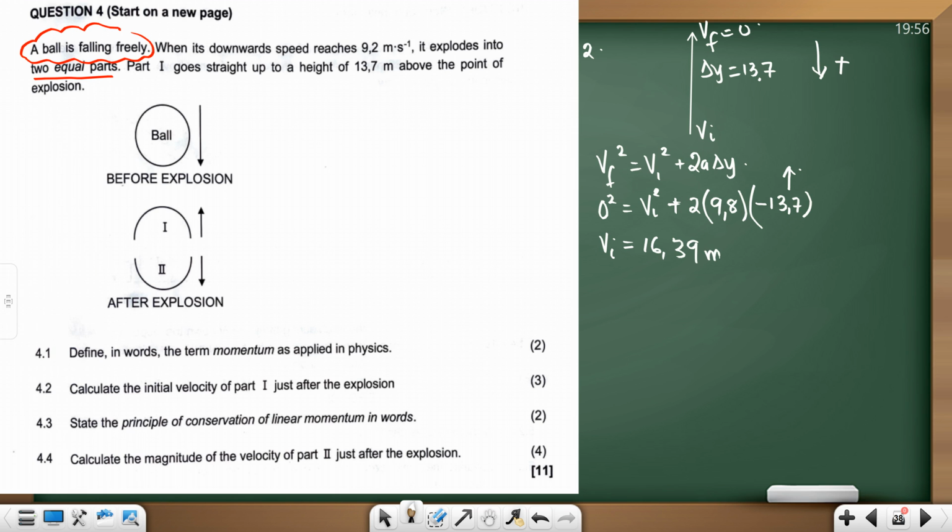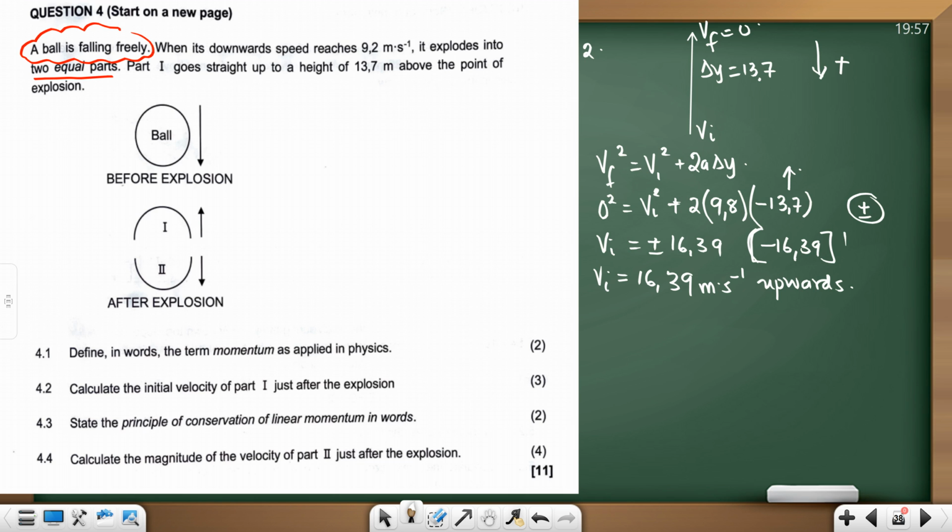They said velocity. It has to be upwards. Remember, when I look for the square root, it's actually plus or minus. So the correct one will be what? It is plus or minus 16,39, and the correct one would be the negative. I hope you understand why it's negative. Because it's going up. We chose downward as positive.